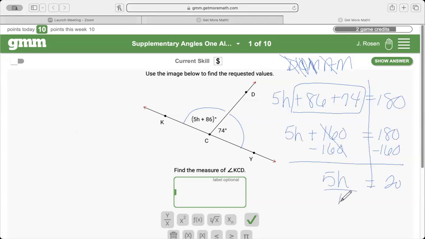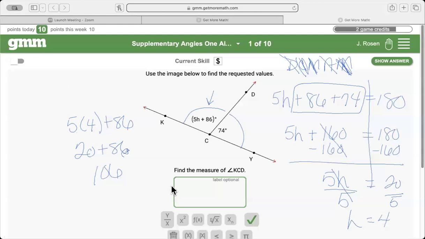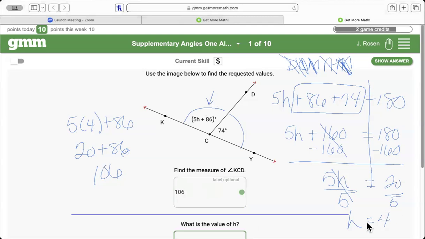And then we're going to divide by 5 because now we're down here, multiply or divide. And that gets us h equals 4. Again, it wants KCD, so KCD is this one. So we're going to substitute that for 5 times 4 plus 86. 5 times 4 is 20. And 20 plus 86 equals 106. So this should be 106. And the value of h was 4.